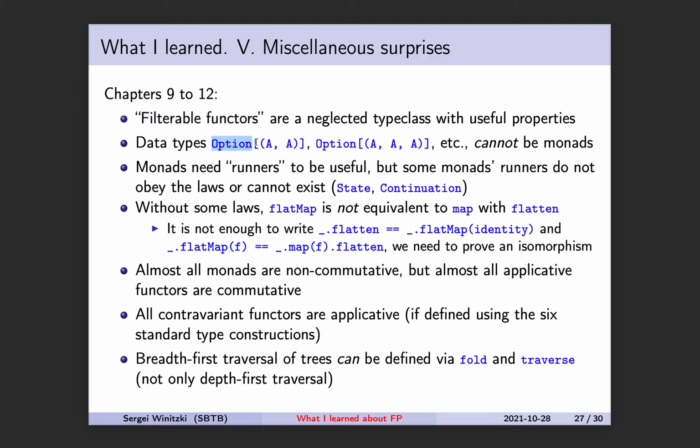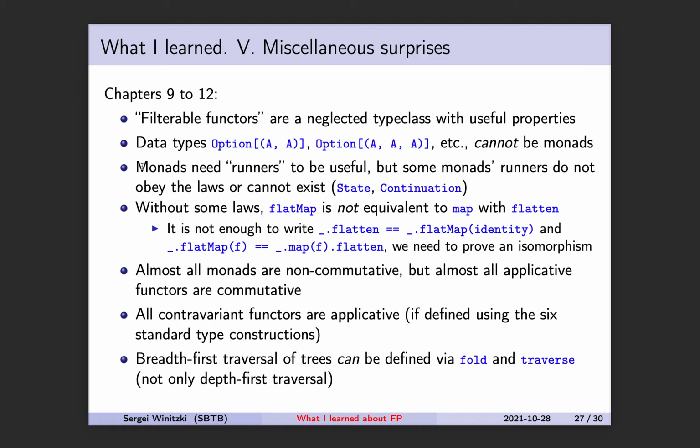I discovered that types like these are not monads, so they cannot be monads. You cannot define correct methods for them, which is surprising. Very simple type. Option A is a monad. Option pair AA is not. It's applicative, it's traversable, it's filterable, it's a functor, but it's not a monad. It's a very surprising thing. Nobody really knows why, so how to explain that it's not a monad? You just try to define it and you fail to satisfy the laws.